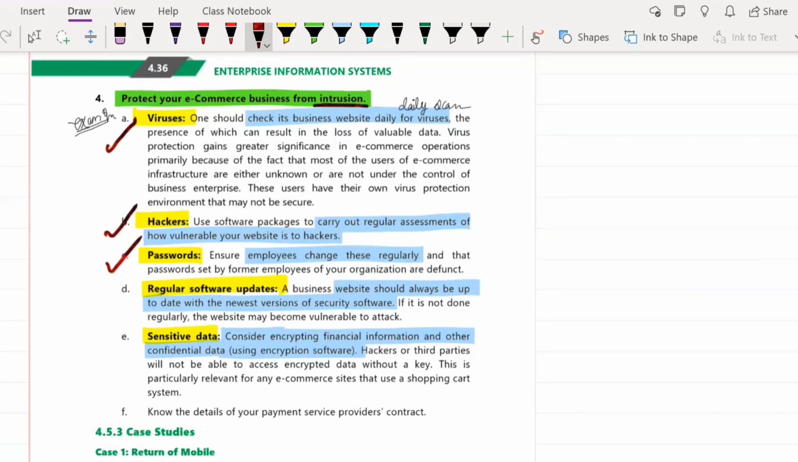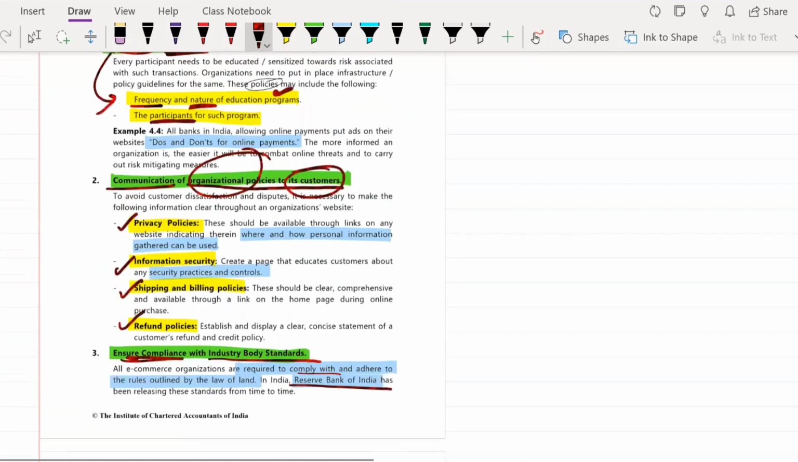You can keep passwords. The employees who have access to the e-commerce websites can change their passwords regularly. Then software should be updated regularly. As and when new software comes, the better you update, the stronger the security will be. If there is any sensitive data, then try to encrypt that data and keep it. All of these should be kept in mind so that your e-commerce business is protected.